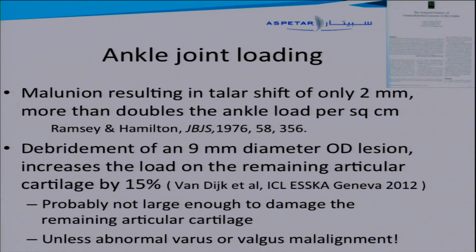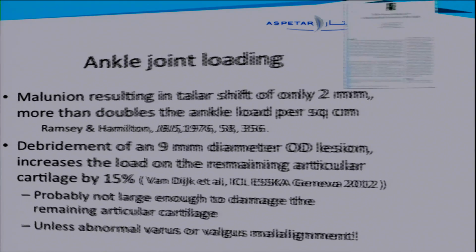What about ankle joint loading? We know that malunion of a fracture resulting in a shift of 2 millimeters, as I just showed you, almost triples the ankle load per square centimeter. And we know that debridement of a 9 millimeter OD lesion increases the load on the remaining articular cartilage in that joint. And probably that lesion is not large enough to damage the remaining cartilage unless there is malalignment, mainly in varus.